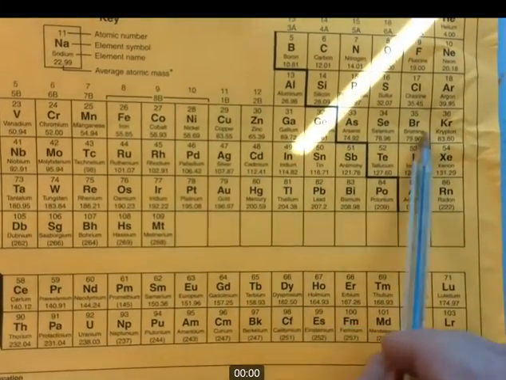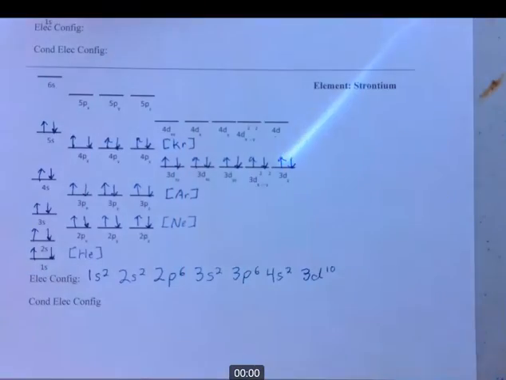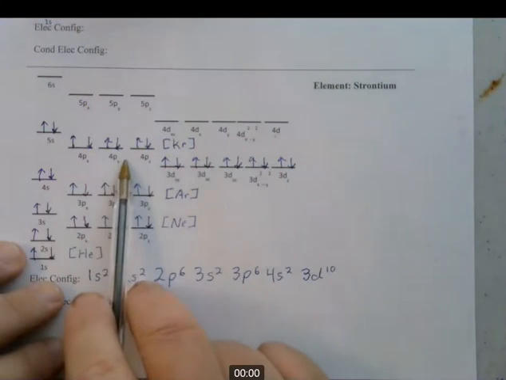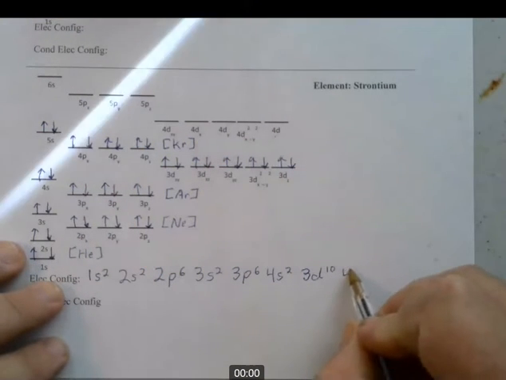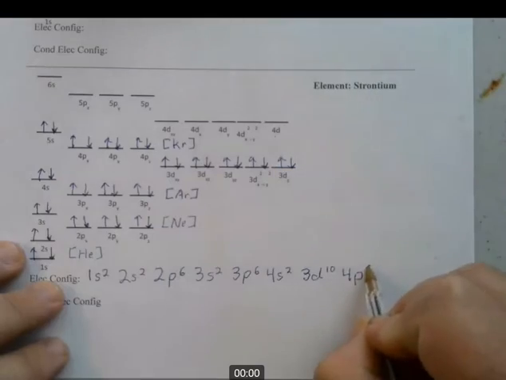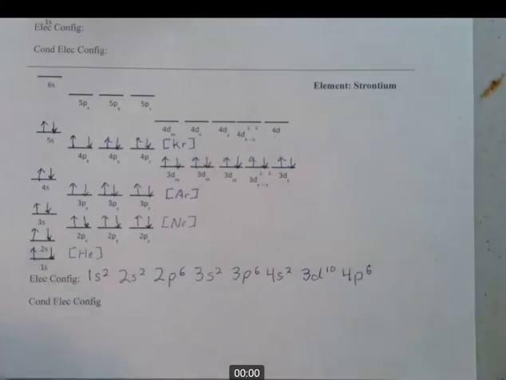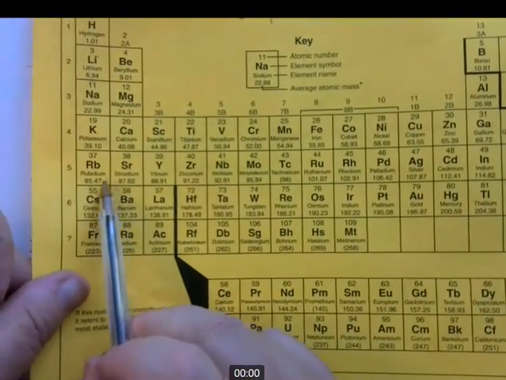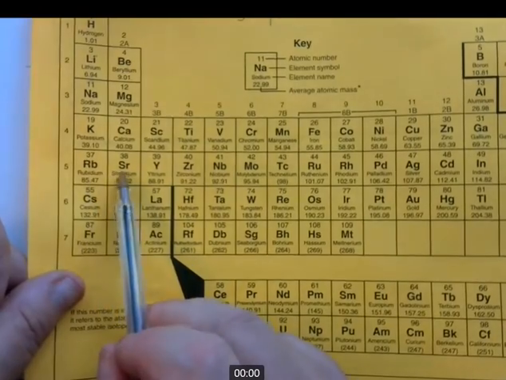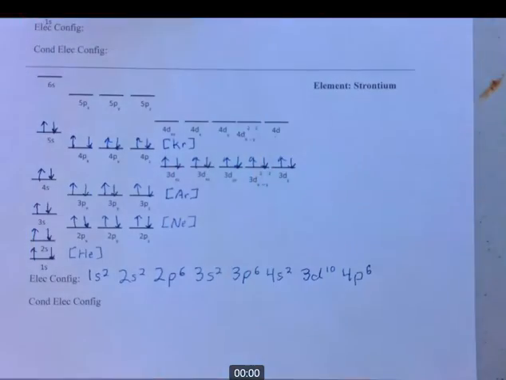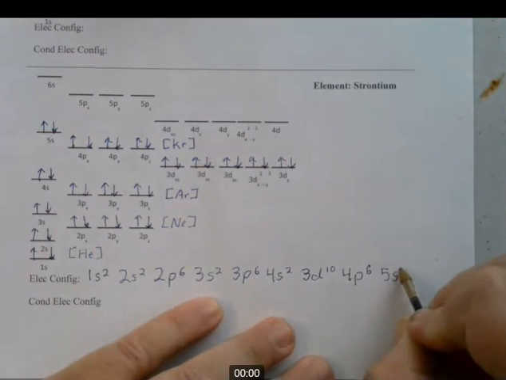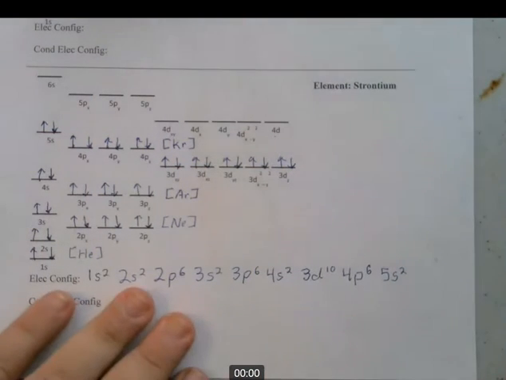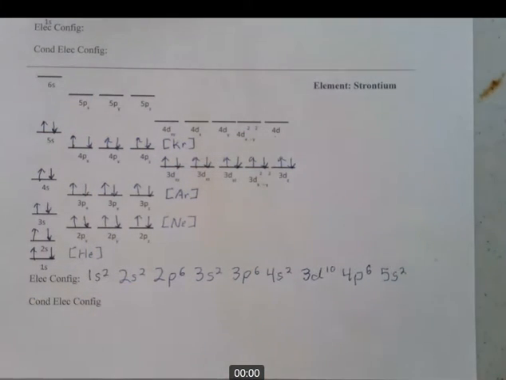Now the 4 is ready to have its p orbital right there, so there it is, that's going to be 4p6. And then finally we move down to the 5th row, and there's strontium, so it's in the 5s, and it's 2 electrons. So 5s2. So that's the electron configuration notation for strontium.